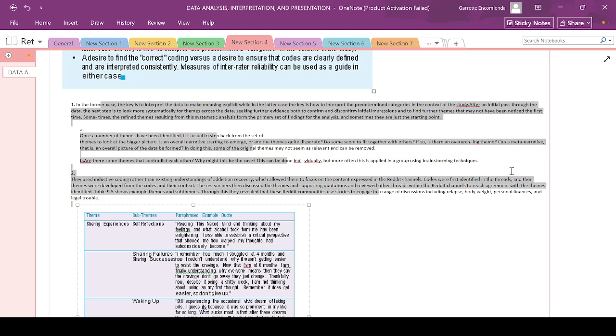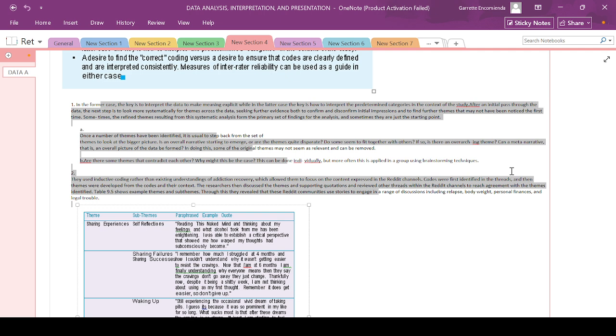After an initial pass through the data, the next step is to look more systematically for themes across the data, seeking further evidence both to confirm and disconfirm initial impressions, to find further themes that may not have been noticed the first time. Sometimes the refined themes resulting from this systematic analysis form the primary set of findings from the analysis, and sometimes they are just a starting point.